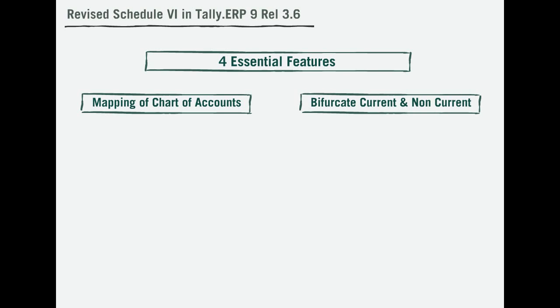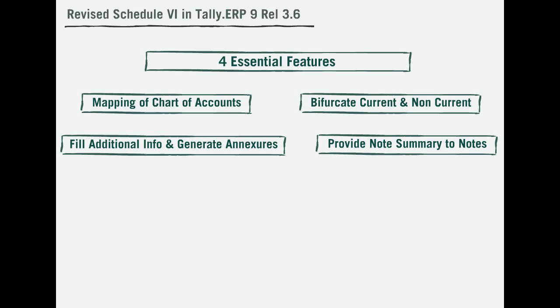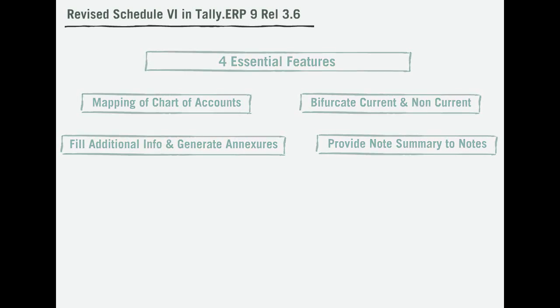The four essential features that Tally.ERP 9 provides for revised Schedule 6 are: map ungrouped chart of accounts marked in red to respective Schedule 6 heads, bifurcate current and non-current, fill additional information and generate annexures and disclosures, provide note summary to notes. Let us see a few capabilities.